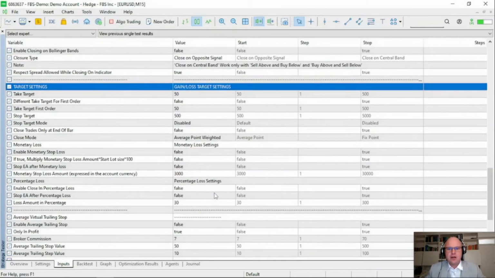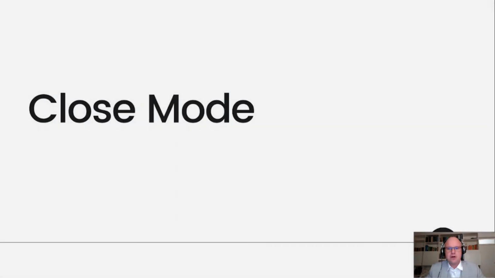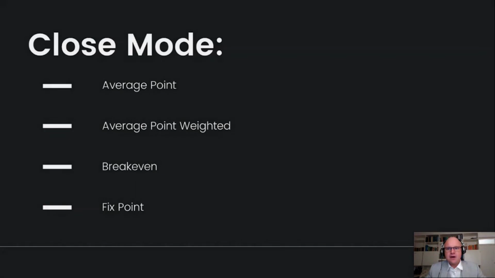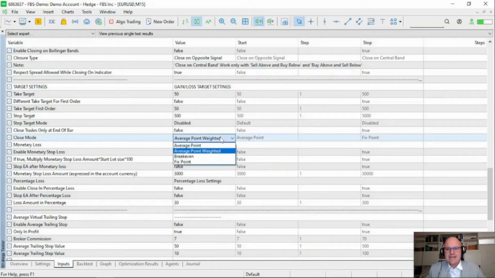Next, we are going to our gain loss target settings, and we are going to take a closer look at the close mode. The close mode in Dark Venus has 4 different options: the average point, weighted, break even, and fix point. Now, it is important to understand that close mode works on both your take target settings and your loss settings. On default, Dark Venus uses the average point weighted. So let's take a look at the different options and how it works.